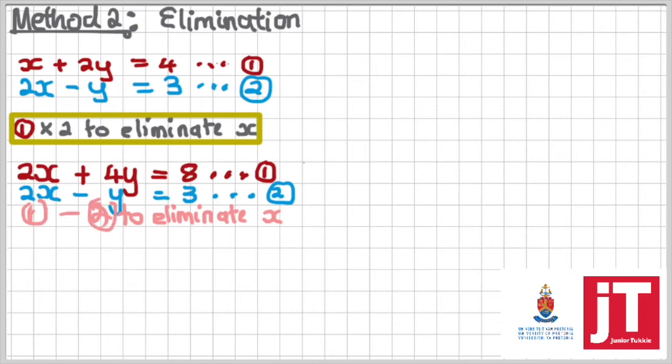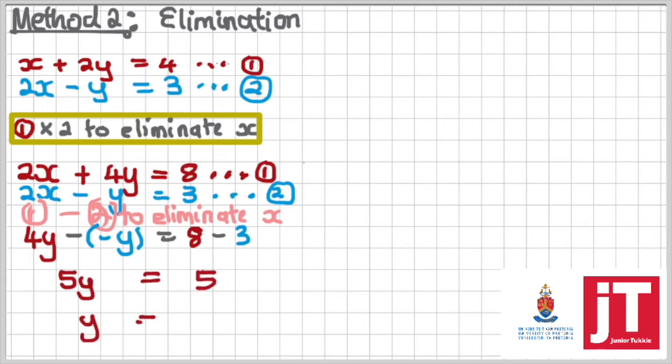So I could say equation 1 minus the second equation. And if I simplify that correctly, the 2x and the 2x cancel. I remain with 4y minus (negative y) is equal to 8 minus 3. I've already eliminated x. I now have y's. It's a linear equation. If I simplify that, 4y plus y gives me 5y is equal to 5. Dividing both sides by 5, I get my y value to be equal to 1.